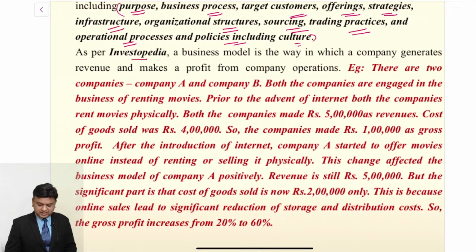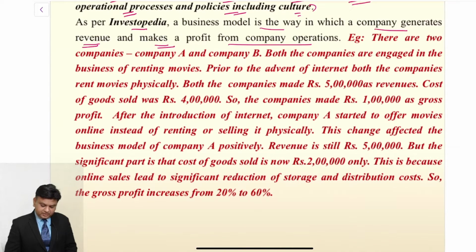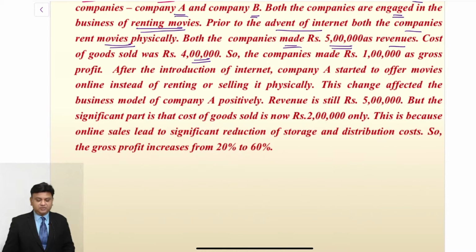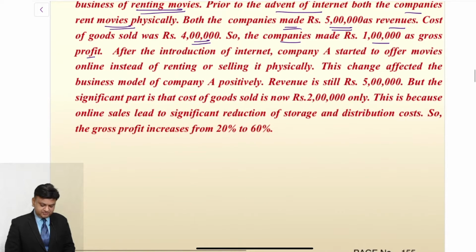As per Investopedia, a business model is a way in which a company generates revenue and makes profit from the company's operation. Example: there are 2 companies, A and B. Both of them are engaged in the business of renting movies. Prior to the advent of the internet, both companies rented movies physically. Both companies made 5 lakh rupees as revenue. COGS was 4 lakhs. So both of them had income of 1 lakh. So the companies made a profit of rupees 1 lakh.